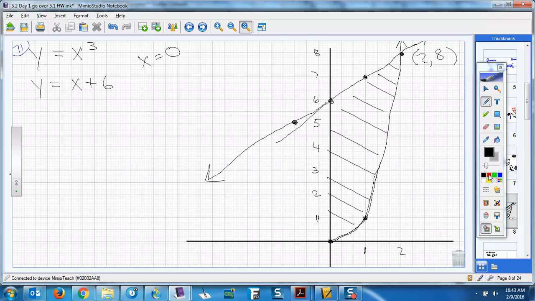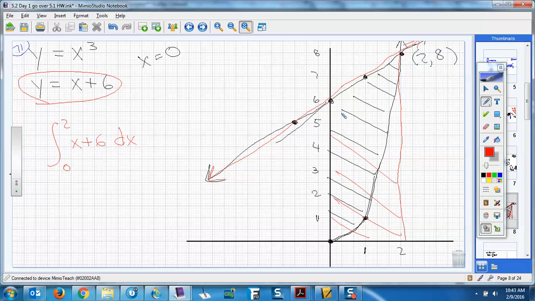Huh. Well, let's take it one curve at a time. So let's just do the y equals x plus 6. Let's call that the red curve here. All right? And if I did the integral from 0 to 2 of x plus 6 dx, what area would that be? What shape would that make? Wouldn't that be this trapezoid right here?